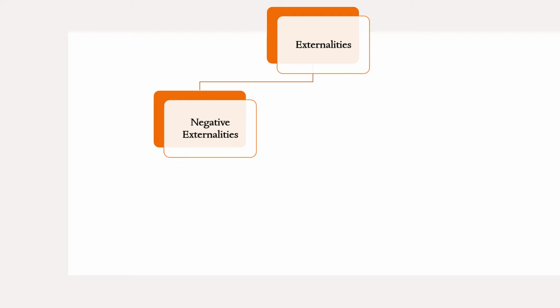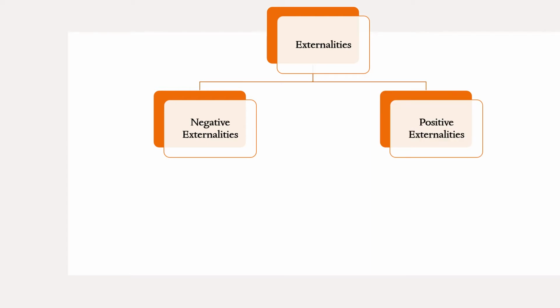So, to summarize what we've learned so far, we know now that externalities are the effects on the third party. If there are negative effects caused to the third party, this is known as negative externalities. If the effect experienced by the third party is a positive one, in other words, it brings benefits to the third party, then this is known as a positive externality.